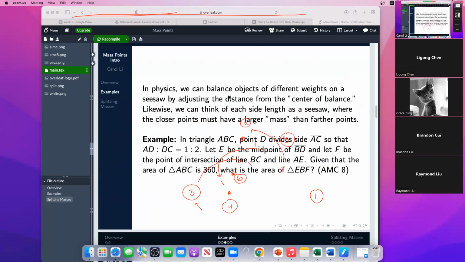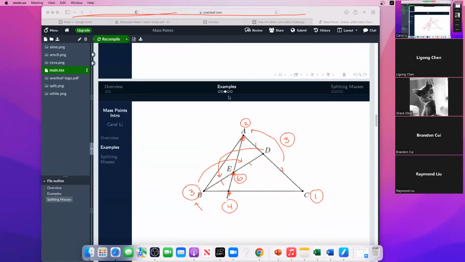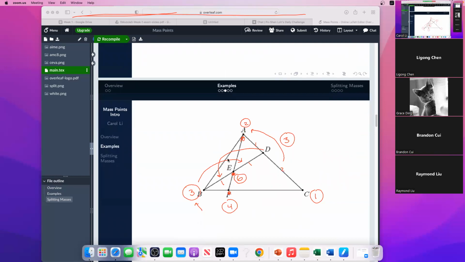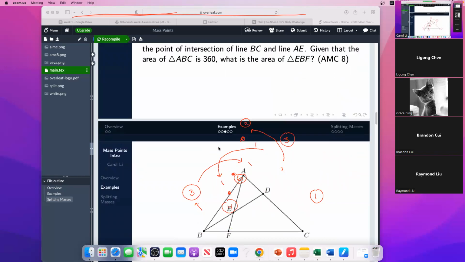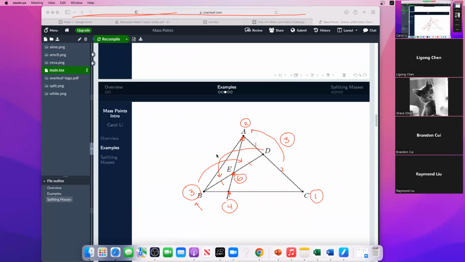Okay, so area of ABC is 360. What is EBF? See if I can find it. ABC is 360, EBF. Okay, ABC is 360. So it's telling us that the whole triangle is 360. Now I kind of have to explain it by example because it's really hard to explain. This is a formula. You can't really do that with mass. So the area is 360 and we want to find the area of this triangle.